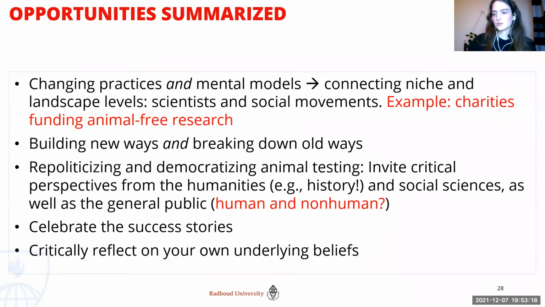Because I see when I teach students from biology, for example, or pharmacy, that they've still been raised with this idea that animal testing is a necessary evil, so to say, but it's just there, like it's not a choice, but of course it is a choice. It has consequences, but it's still a choice. And I think that is a first step in changing those underlying beliefs and seeing that it is a choice and not something that we as humans are forced to do.